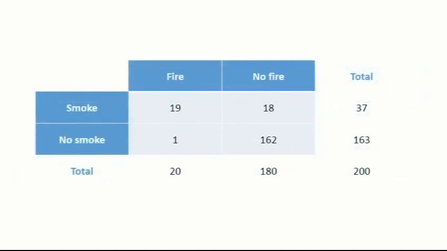Let's say we make 200 observations. In 19 of them, there was smoke and fire. In 18, there was smoke but no fire. In 1, there was fire but no smoke. And most of the time, 162 out of 200, there was no smoke and no fire.